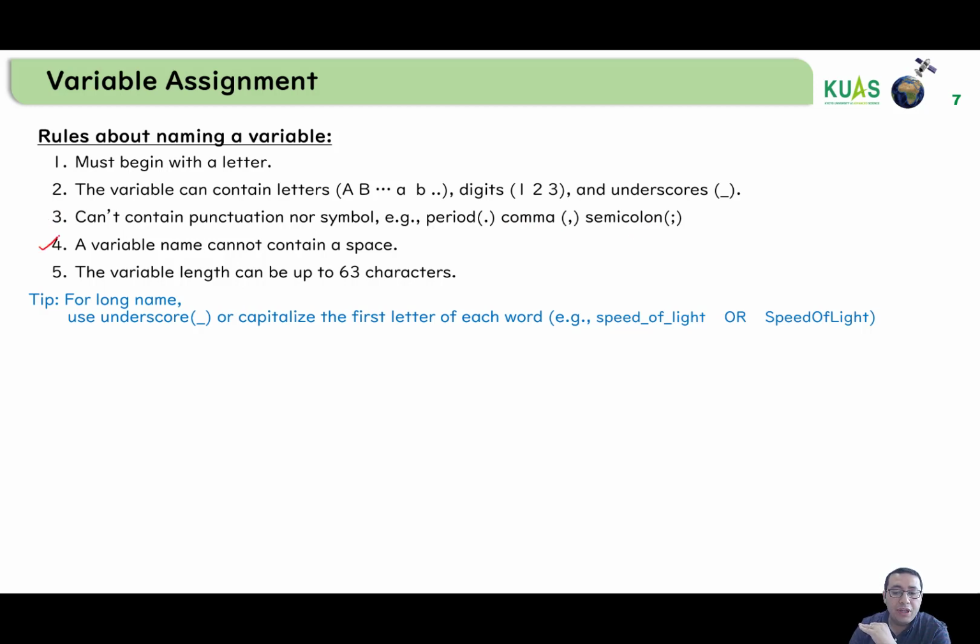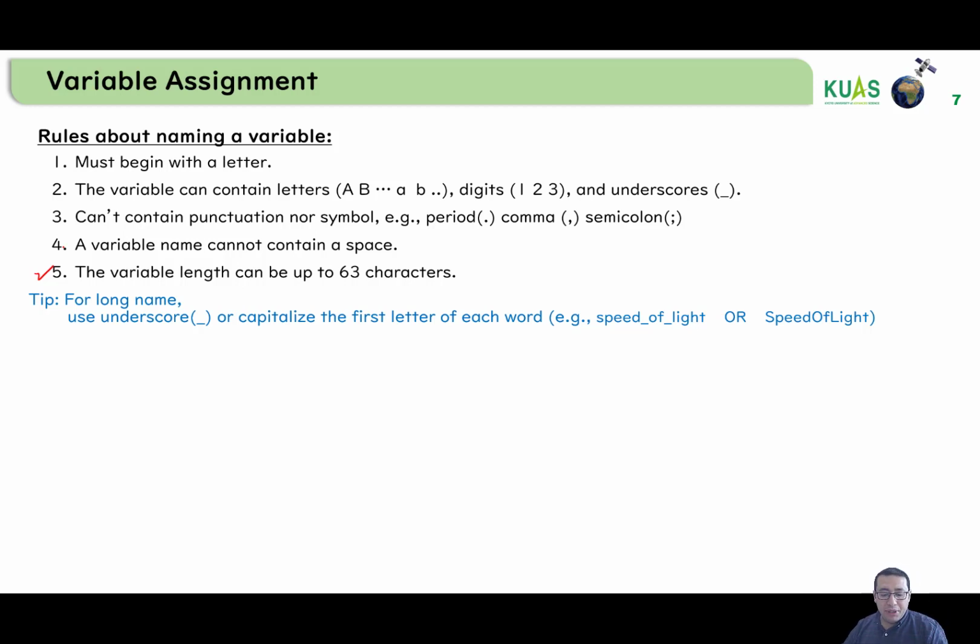Number four, the variable name can't contain a space. So we can't put a space in the variable name. Number five, the variable name length is up to 33 characters. Of course, this is very long, but this is the option we have.